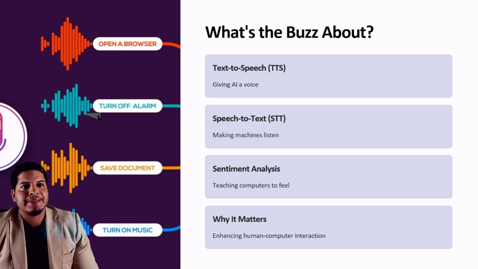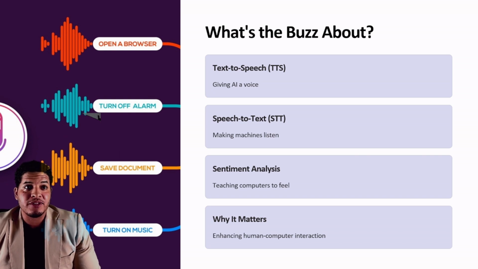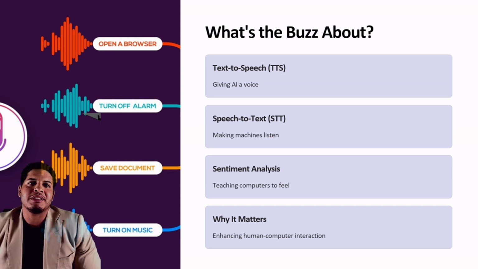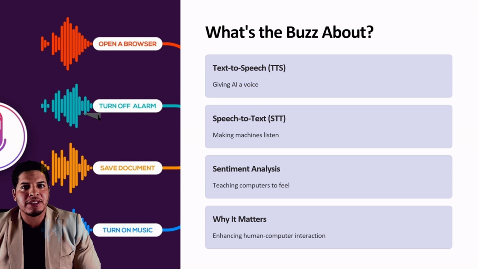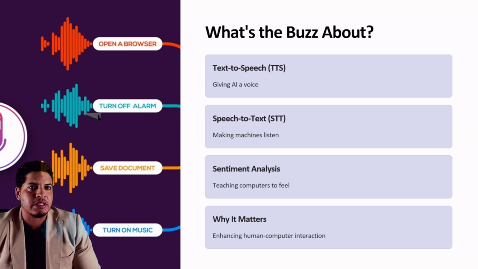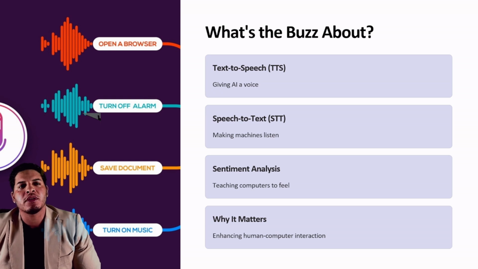First, text to speech, or TTS, gives AI a voice, transforming written content into natural sounding speech. This powers everything from audiobooks to accessibility tools for visually impaired users. Second, speech to text, or STT, makes machines listen, converting words into written text. This enables voice commands, transcription services, and voice assistants.